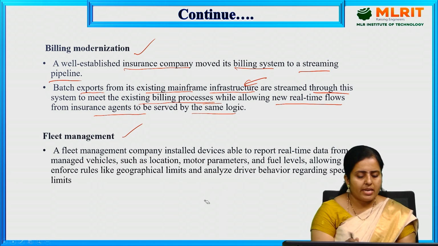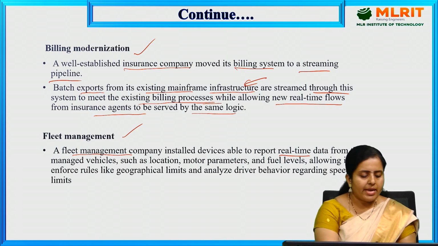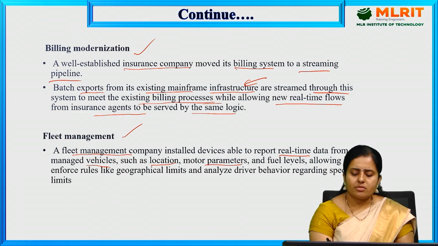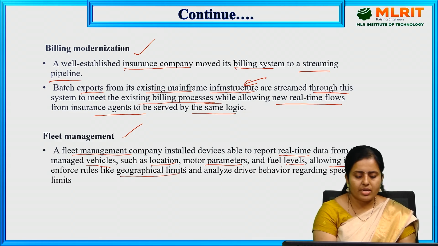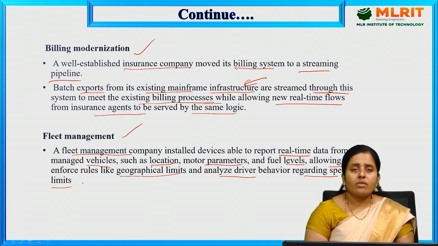A fleet management company installs devices able to report real-time data from the managed vehicles, such as location, motor parameters, and fuel levels, allowing them to enforce rules like geographical limits and analyze drivers' behaviors regarding speed limits. Okay, what does it mean actually? What is fleet management? I want to tell you with a small example.